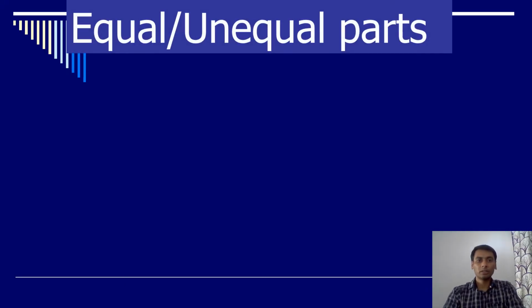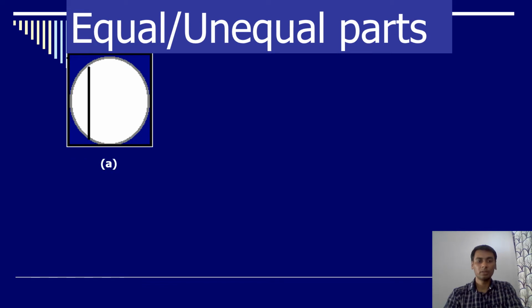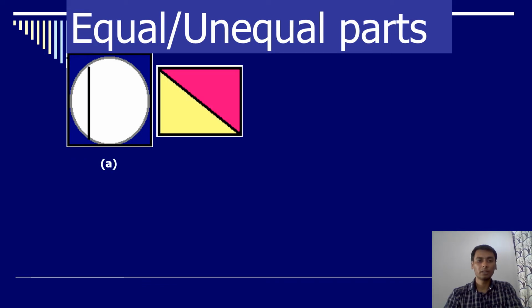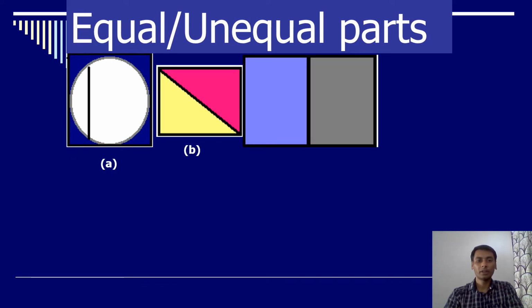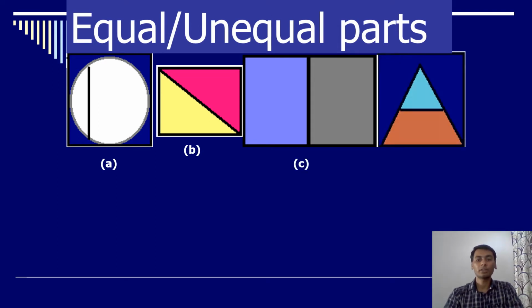First, equal and unequal parts. Here are some equal and unequal parts. The pictures are here. Some pictures are divided in equal parts and some pictures are divided in unequal parts. You have to find out which pictures are divided in equal parts and which are divided in unequal parts.